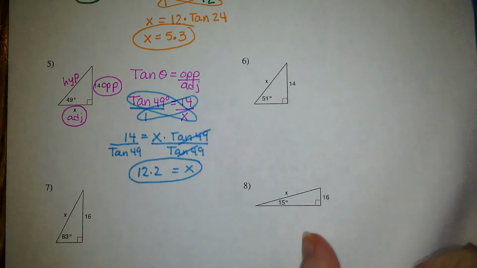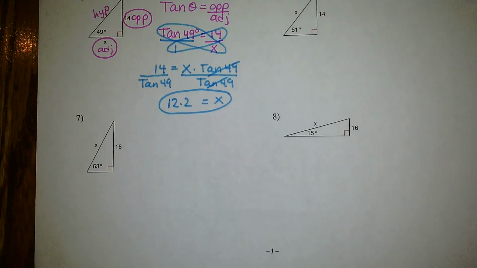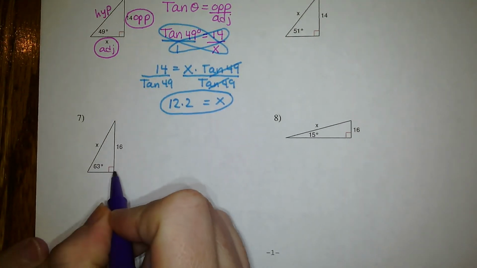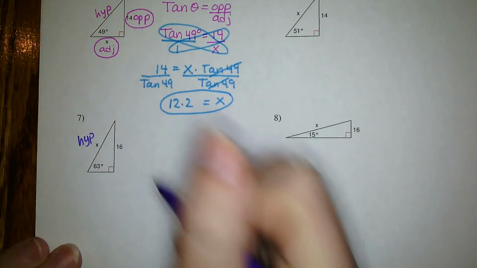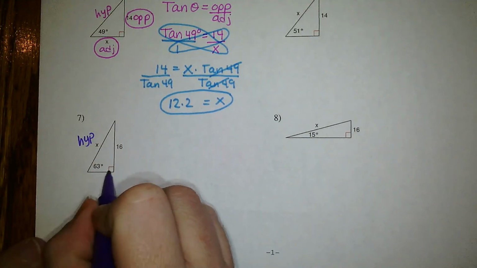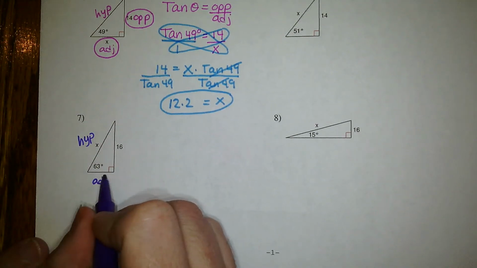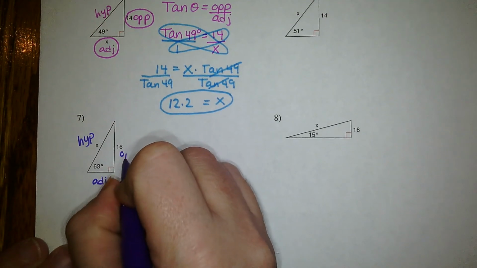We got one more of this example, and then I think you guys will be good to go. This one, we are going to label, and when we label, our theta is 63 degrees. Our hypotenuse across from the right angle is x. And then our adjacent is down at the bottom between my 63 and my right angle. That one's empty. No adjacent today. And then this one over here is across from the theta, which is opposite.